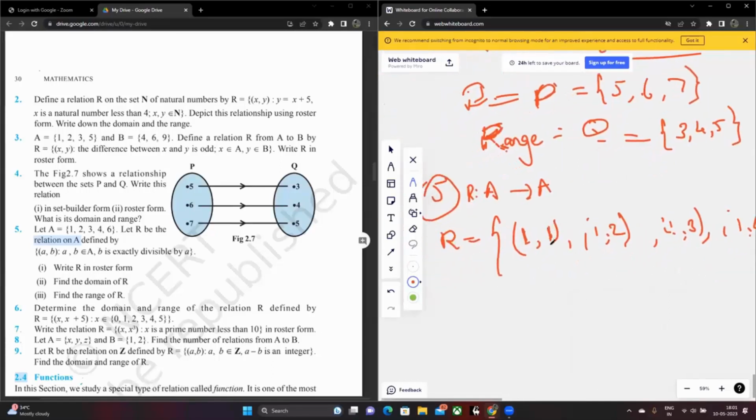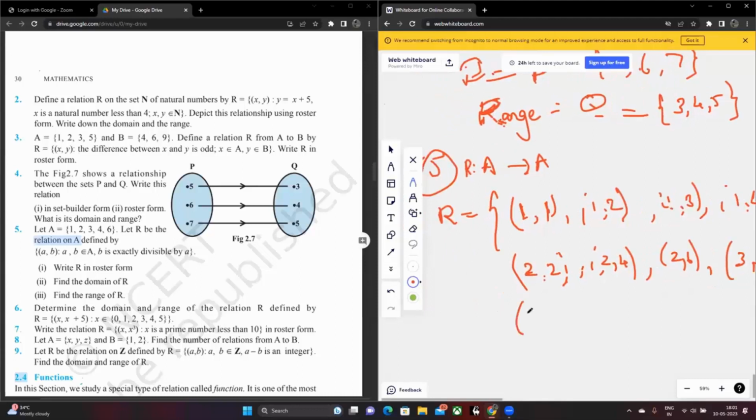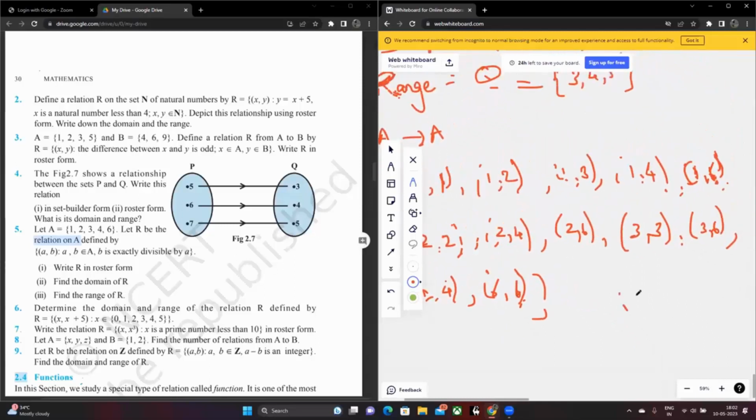You have 5 elements here, and then you have (2, 2), (2, 4), (2, 6), right? And then you have (3, 3), (3, 6), and then (4, 4), and then (6, 6). Because 6 is not divisible by 4, you don't have (4, 6), and so on and so forth, right? So you have (5, 5), and 2, that's 12 elements in R, right?